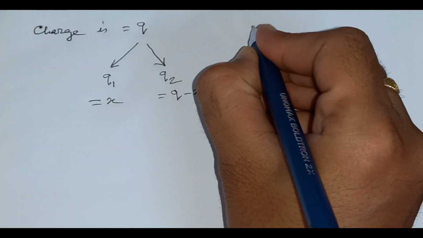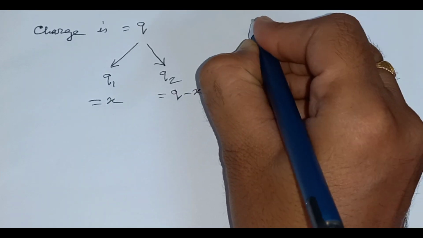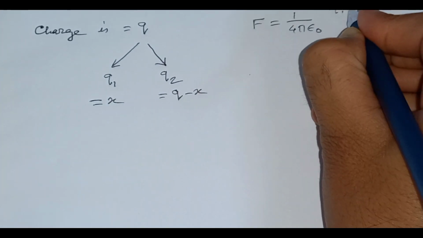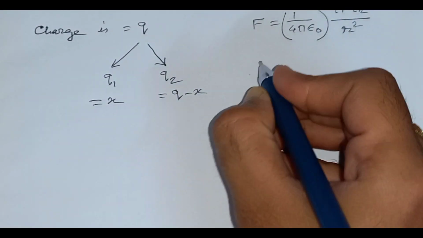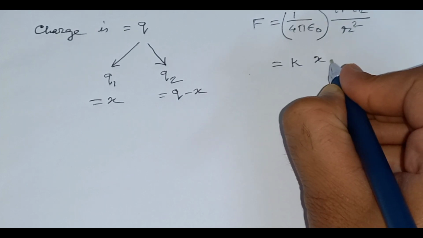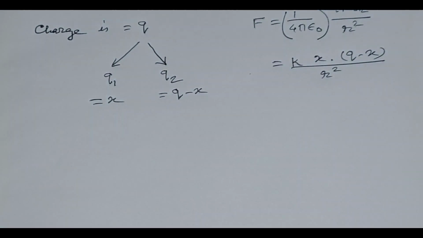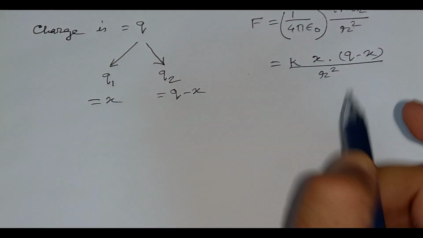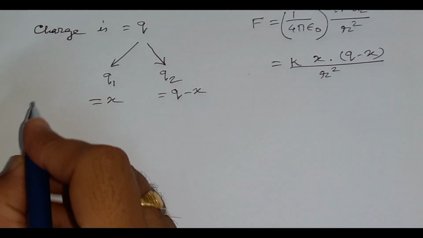Therefore, from simple Coulomb's law, the repulsive force between these two charges is F is equal to 1 by 4 pi epsilon 0 Q1 Q2 by R square. Suppose this part is constant K, and Q1 is X and Q2 is Q minus X, by R square. Now, according to the given question, the force will be maximum for this charge is X and this charge is Q minus X.